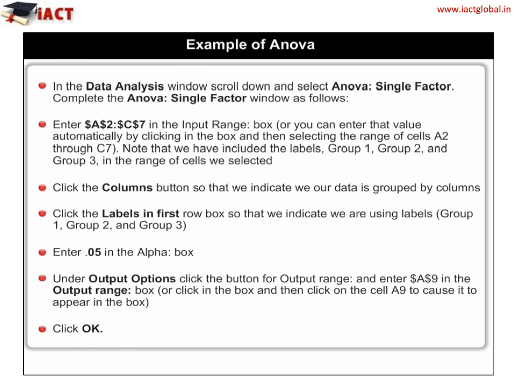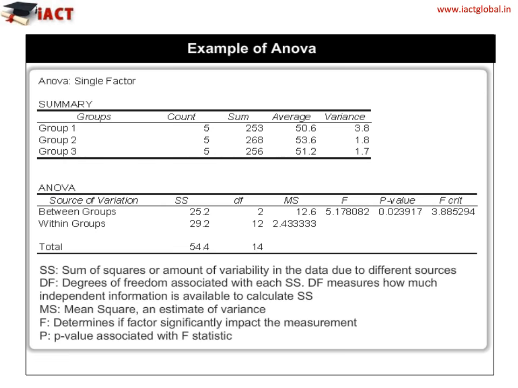Click the Columns button so that we indicate that our data is grouped by columns. Click the Labels in first row box so that we indicate we are using labels, for example, Group 1, Group 2, and Group 3. Enter 0.05 in the alpha box. Under Output Options, click the button for output range and enter $A$9 in the output range box. Click OK. After we run the ANOVA in Excel, we get the following output.